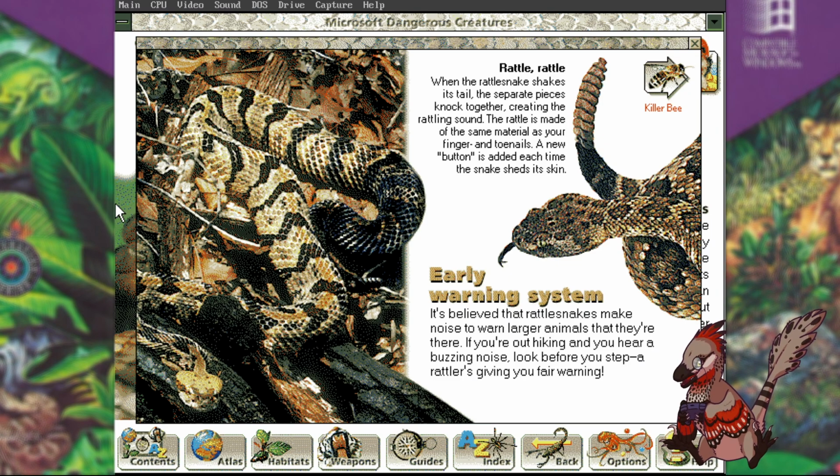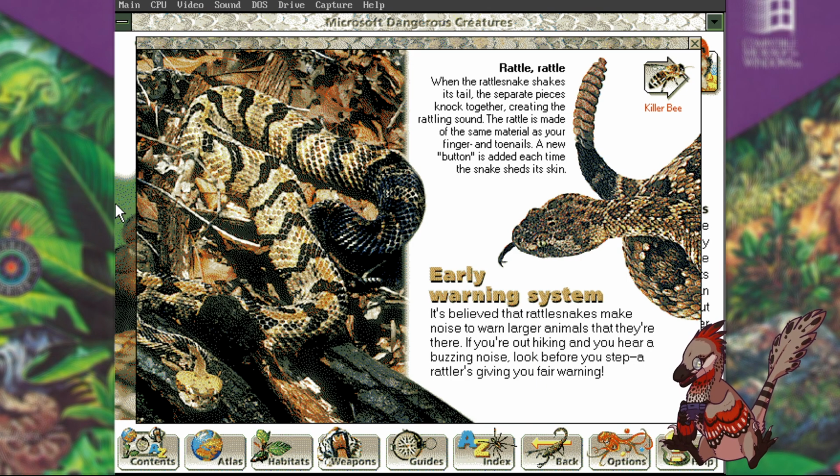Yes. When the rattlesnake's buzzing noise is meant as a warning. So if you hear it out on the trail, look out for a rattlesnake. When the rattlesnake shakes its tail, the separate pieces knock together, creating the rattling sound. The rattle is made of the same material as your finger and toenails. A new button is added each time the snake sheds its skin.